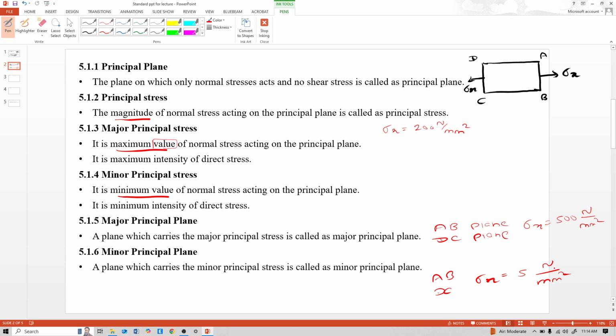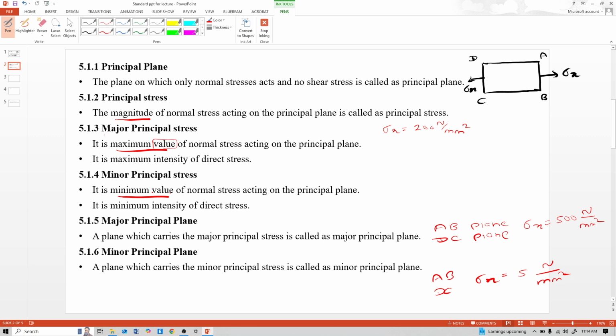Principal stress is the magnitude of normal stress acting on the principal plane. Major principal stress is the maximum value of normal stress acting on the principal plane. The difference between principal stress and major principal stress is only this word major: only the maximum value is considered in major principal stress, and in minor principal stress the minor value of normal stress is considered.